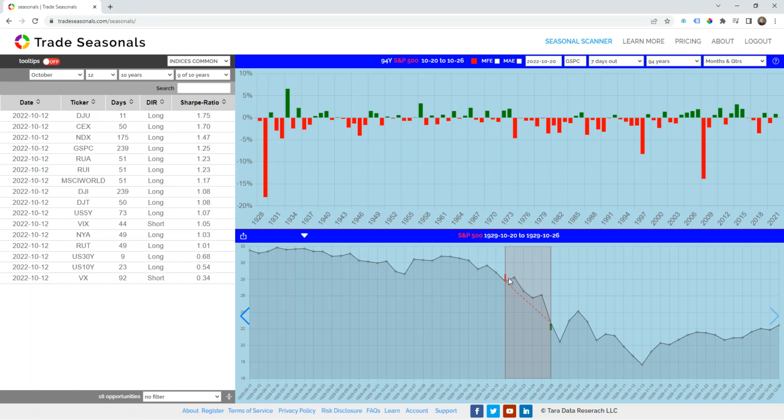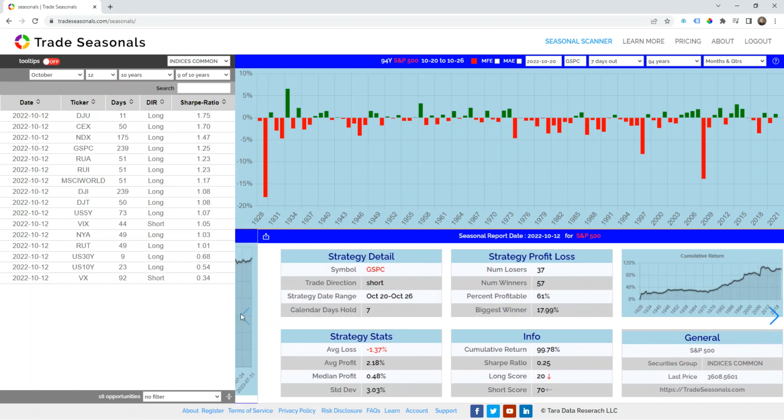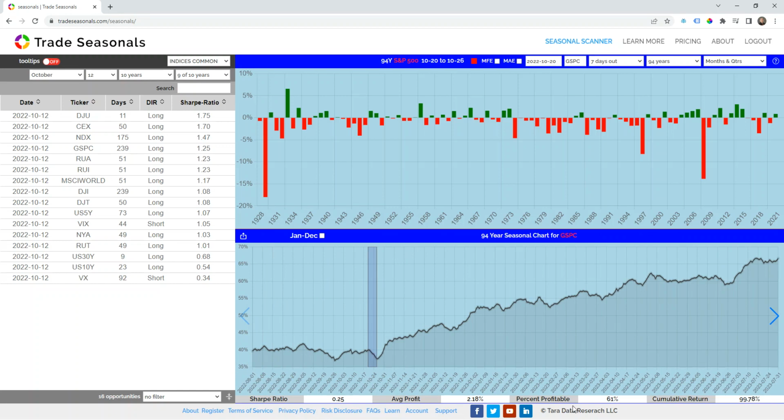So in 1929, this is literally in the middle of the crash. The market kept dropping and it kept going into the middle of November. But this week was definitely vulnerable. It continued being vulnerable. And by the way, take a look at this. Seasonal viewer is showing this week as a seasonally bearish week. That's why it's red. It's been going down 61% of the time.